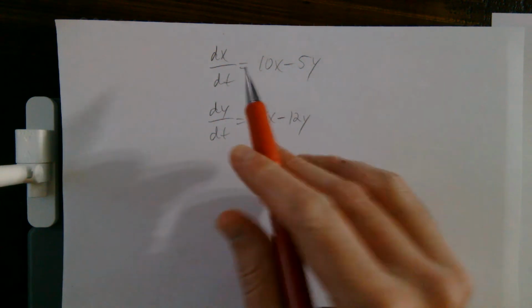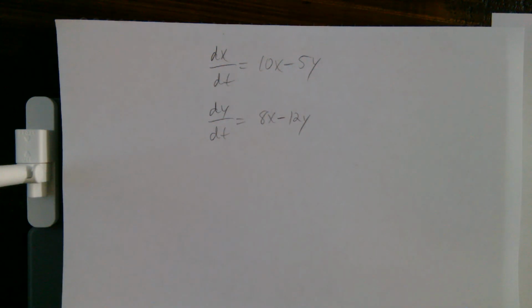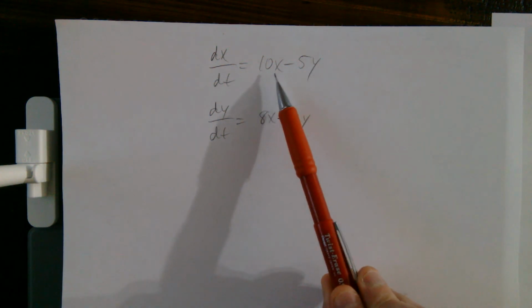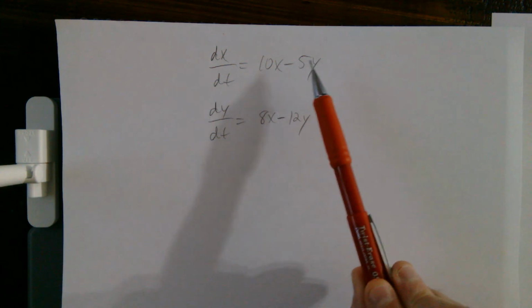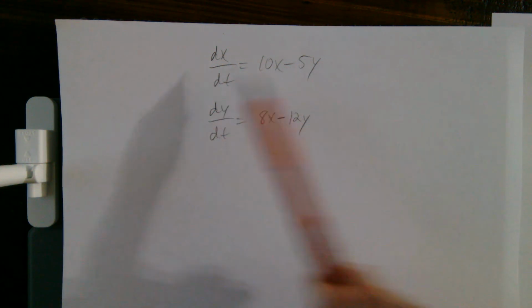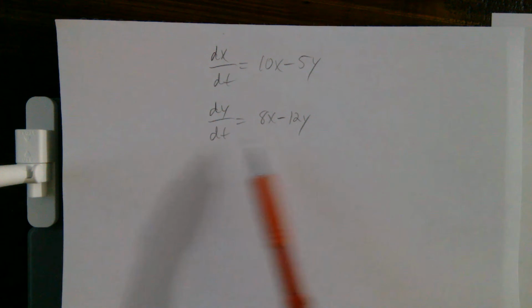Okay, we need an x equation, x in terms of t, and a y in terms of t, that will satisfy this system of equations. Meaning when we take the first derivative of the x equation and set it equal to 10 times the 0th derivative of the x minus 5 times the 0th derivative of the y, we get them equal to each other. And this other equation has to be true.